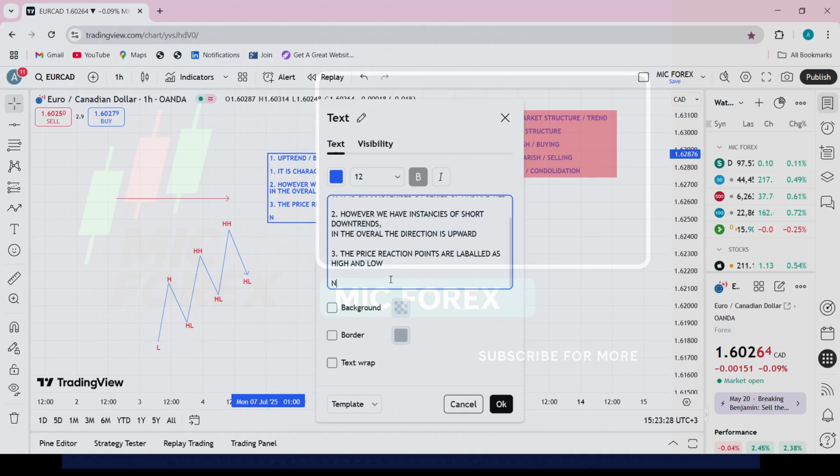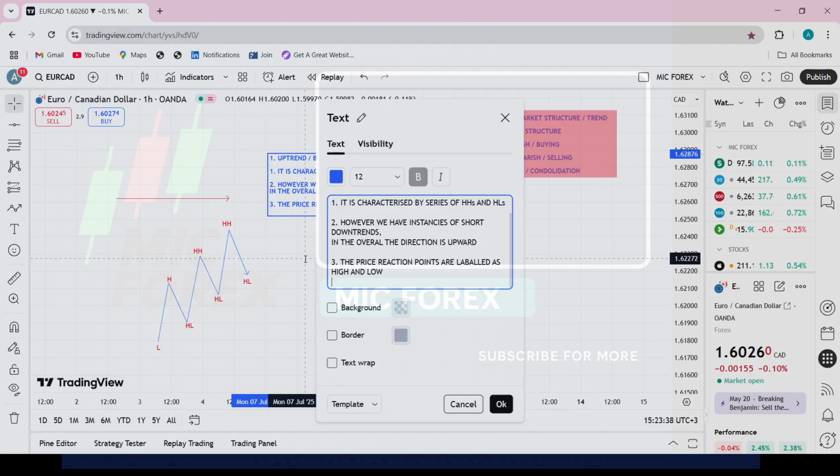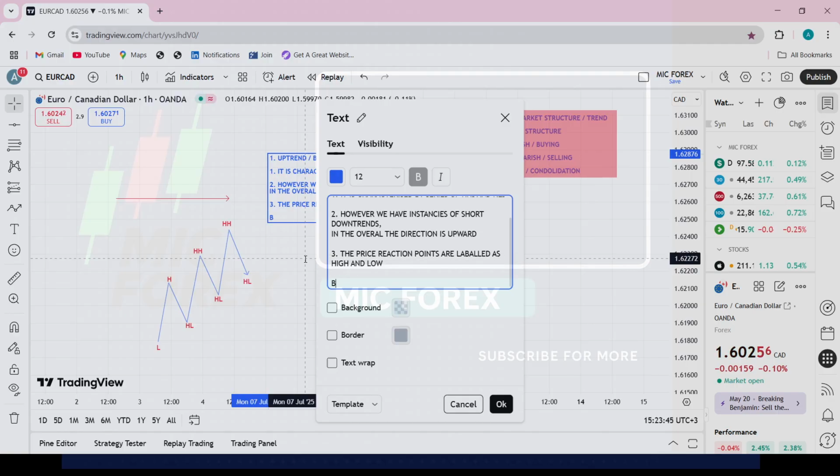NB. This one is not about uptrend or downtrend. This one is for general market structure. So NB, I think I need to give it in red. So no problem, let me just give it the way it is. NB. Let's talk about some very serious concept here. NB.